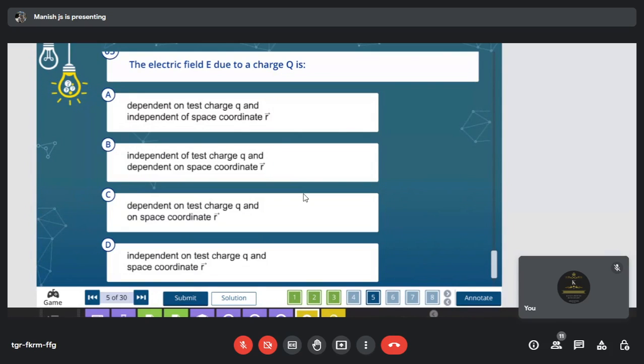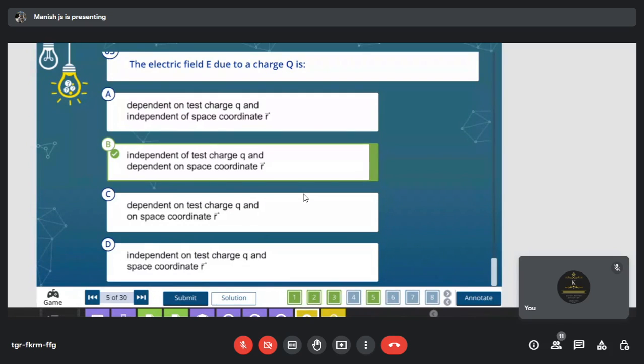B option. Yes, it is B. It is independent of the test charge Q and dependent on the space coordinate R. So the electric field due to a certain charge Q is independent. You are not considering the test charge. It's basically based on the other charges you are studying at that particular point.